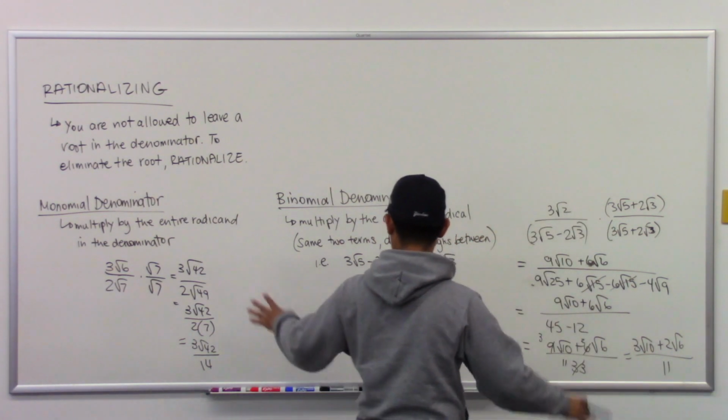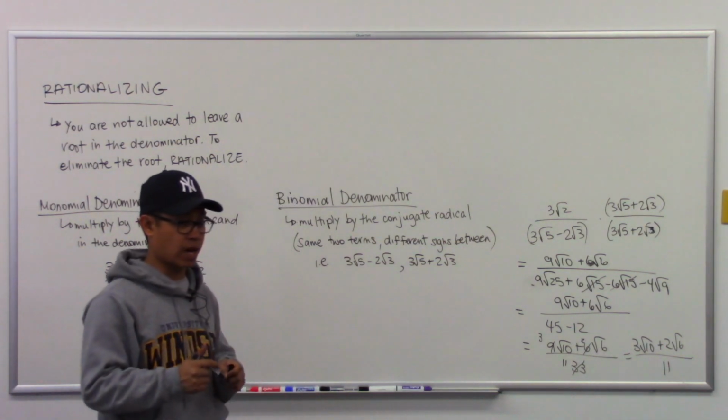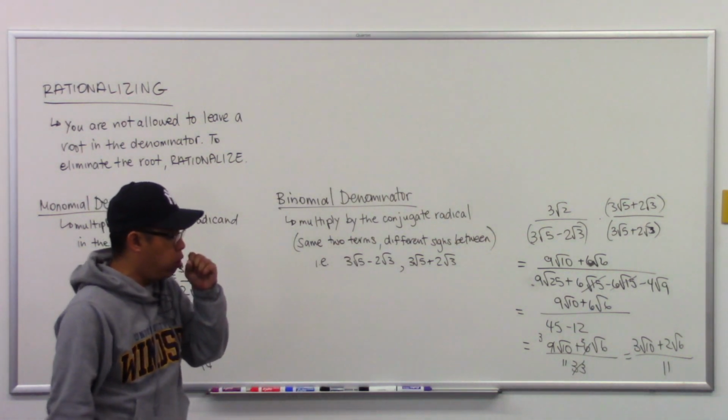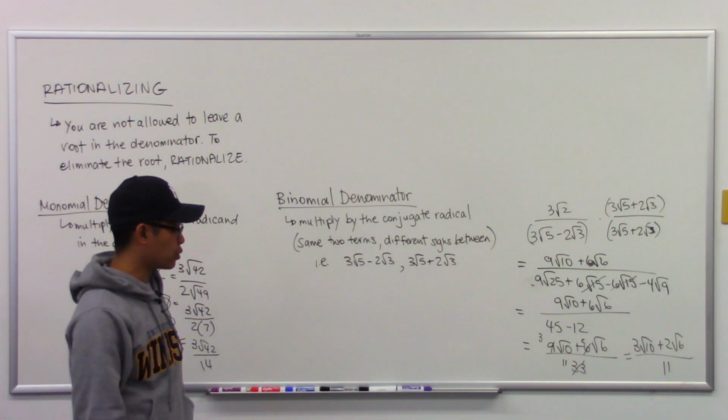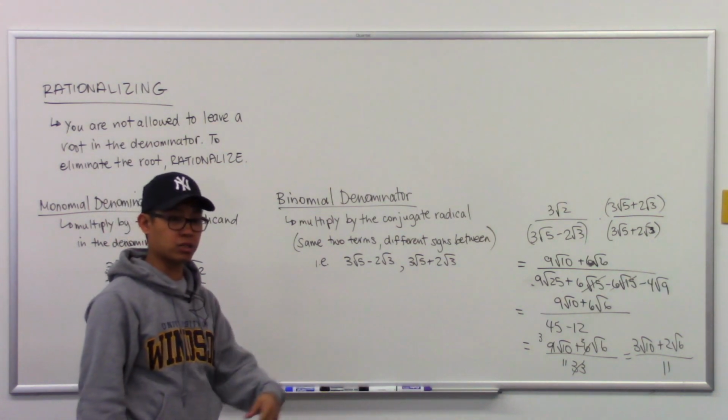What was the point? Why did we have to rationalize? What are we not allowed to have? That's right. Not allowed to have a root in the bottom. Notice that both times, once we rationalize, we don't have that.